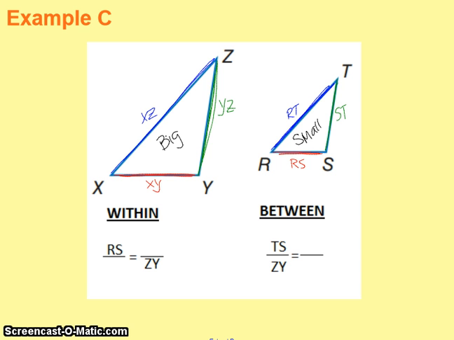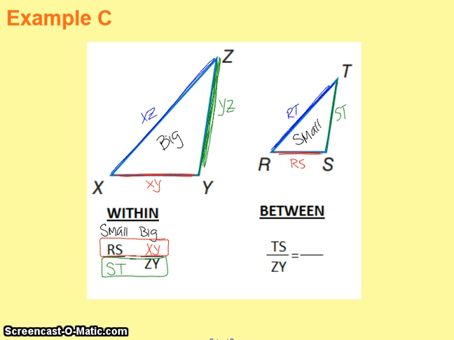So let's look at within. Remember that anytime we do within, my small and big goes on the top. It's very important that you label these. And so what I know is that RS, which is my red, is going to correspond to a red one that's on my big one. Well, that corresponds to XY. Then I look for ZY, and ZY, or YZ, is my green one right here. And so I know that I need a green one that's next to it. So that green one corresponds to ST on my small one.